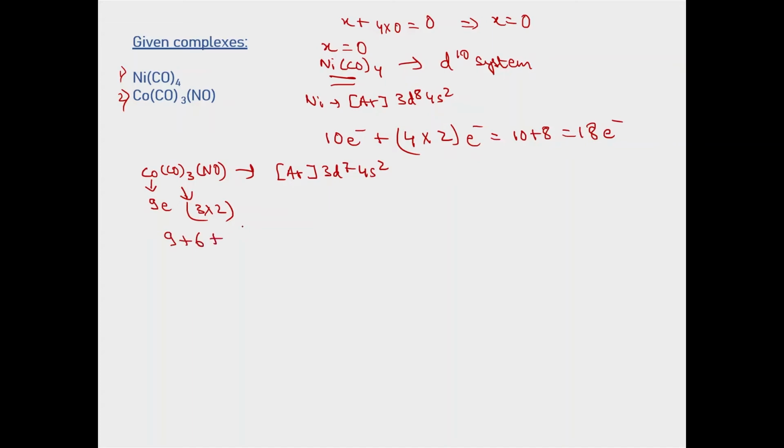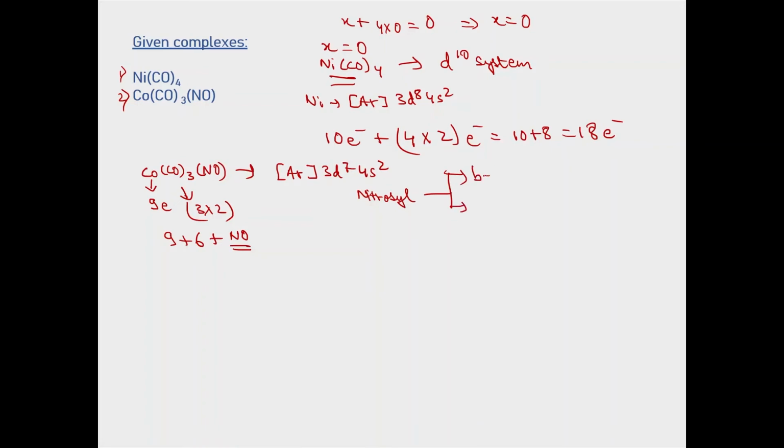And now we have to know how many electrons NO is donating. So NO means nitrosyl ligand, and this nitrosyl ligand can coordinate in two fashions.